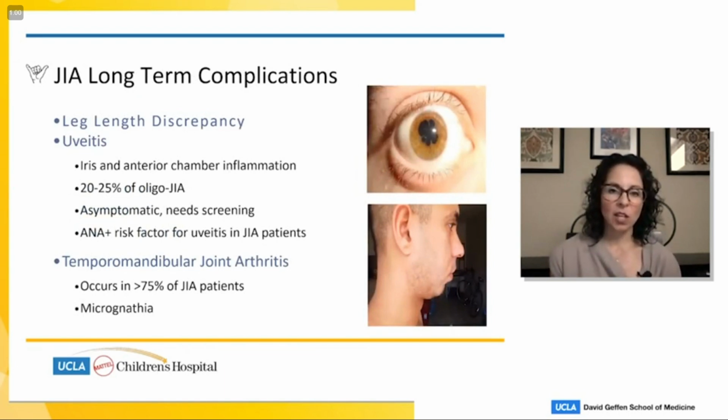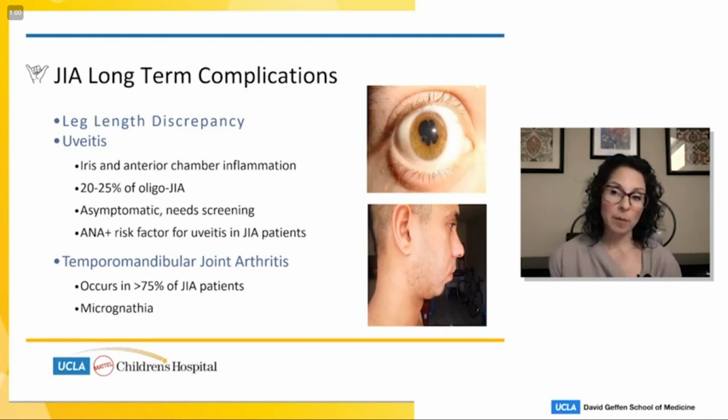Just to review, the JIA long-term complications include leg length discrepancy as well as uveitis. The picture on the upper right demonstrates what's called posterior synechia. That is a complication of uncontrolled anterior uveitis. In JIA patients who have a positive ANA, that's high risk for the development of uveitis. So ANA positive, new diagnosis, young age at diagnosis, and female all purport a worse prognosis or a higher risk for the development of uveitis.